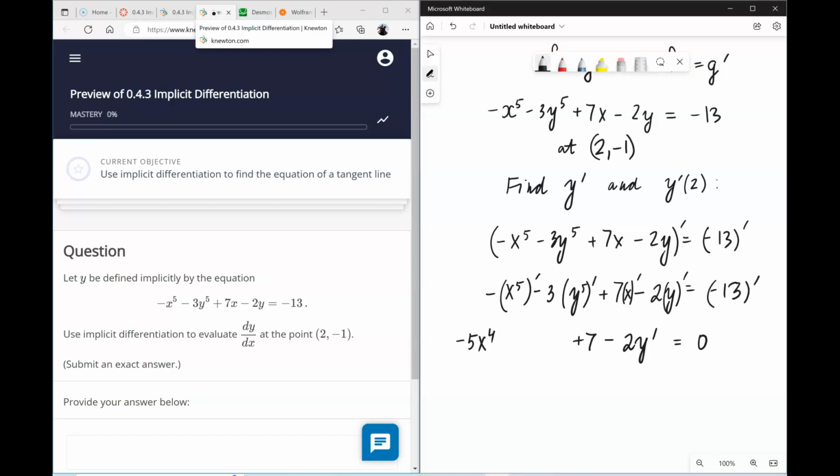And the derivative of y to the fifth is, to find it, we have to acknowledge that we actually have two functions here. The raising to the power of 5 on the outside and the function y itself on the inside. So by the chain rule, it will be 5y to the 4 times y prime. And this is exactly what we're going to write here: 5y to the power of 4 times y prime.